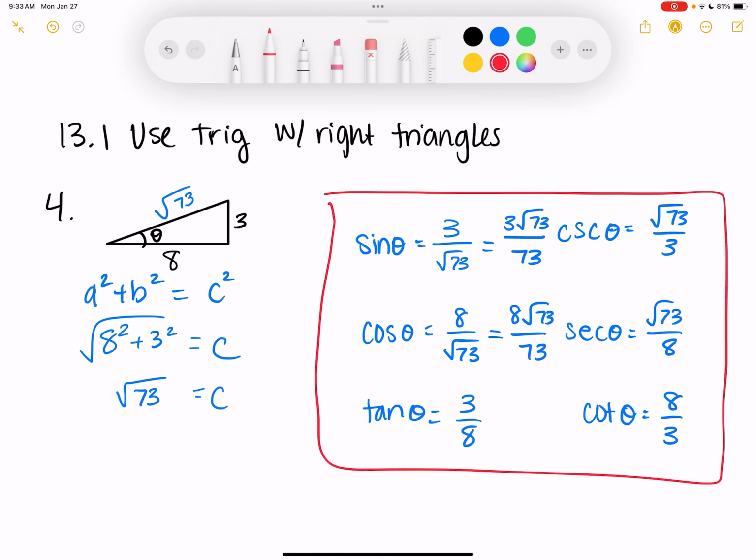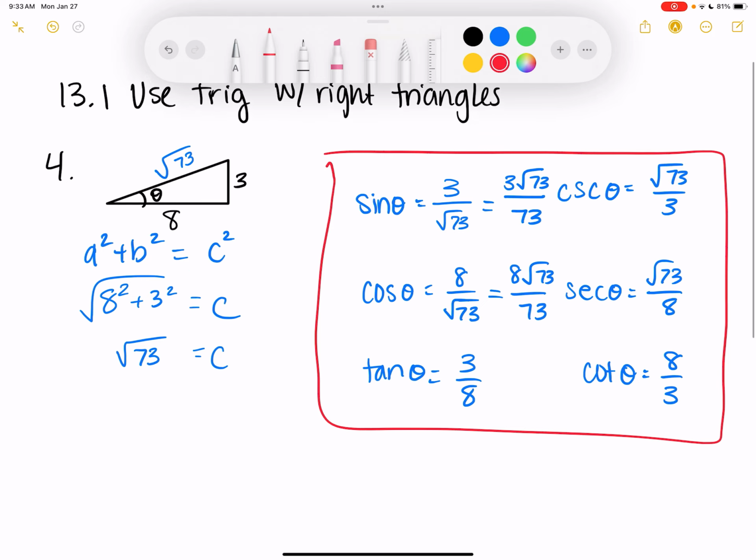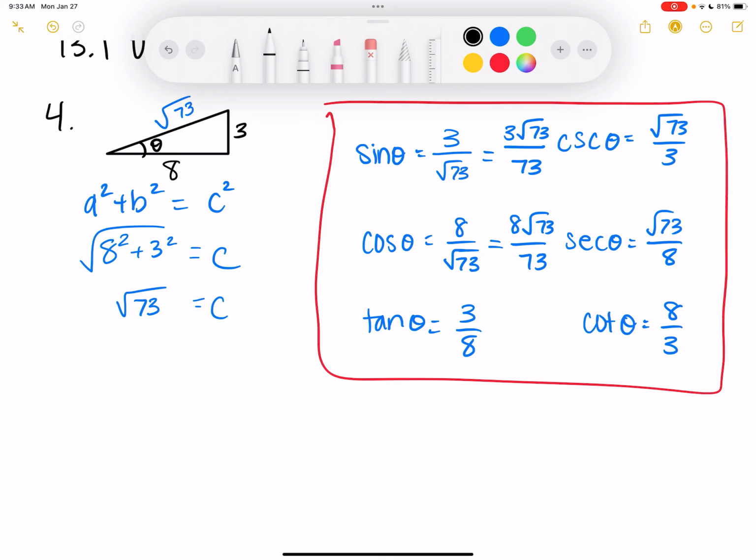Anyways, that's your answer. As far as I'm concerned, when you do something like this, you don't really need to box these because it should be pretty obvious what your answer is, but I'm just letting you know. All right, number 8. So another one where they give us the triangle.